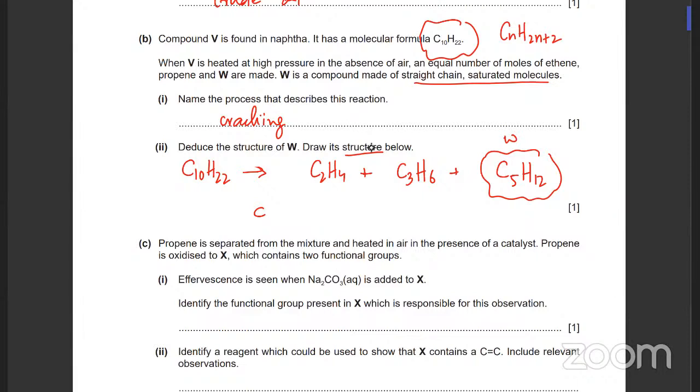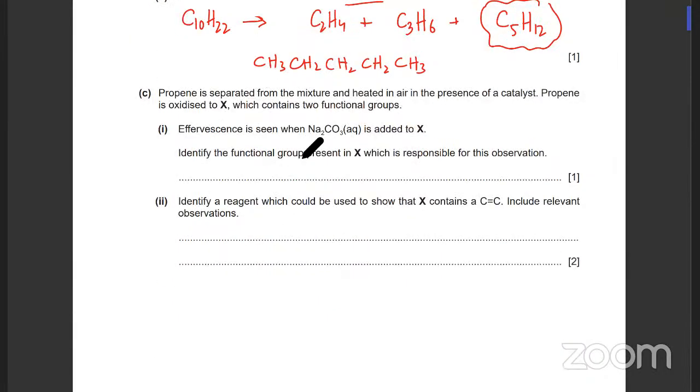You could draw a skeletal formula over here. You could draw a fully displayed formula. You could draw a condensed version. We'll go for a condensed version. So it's CH3, straight chain, CH2, CH2, and then CH3. So any formula that tells you the structure of the molecule.